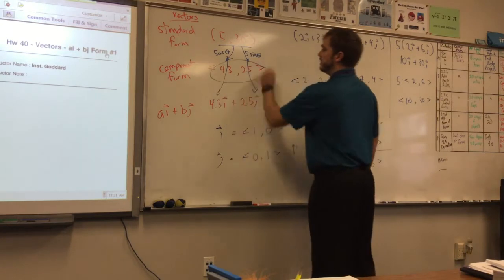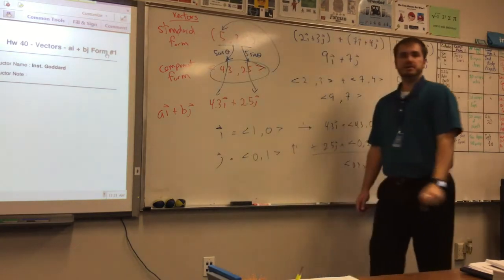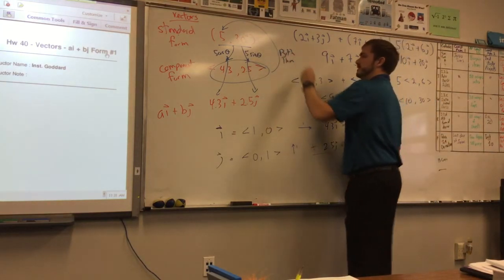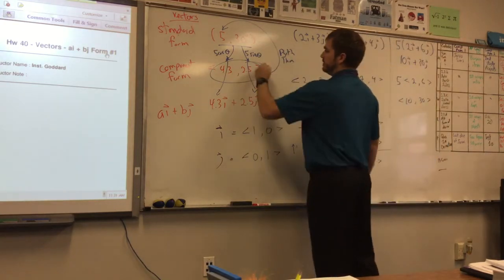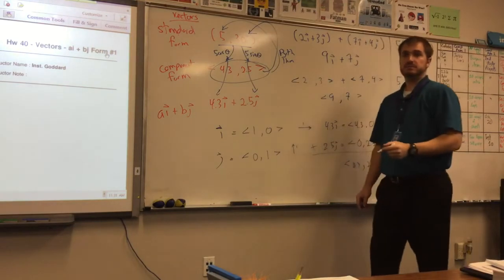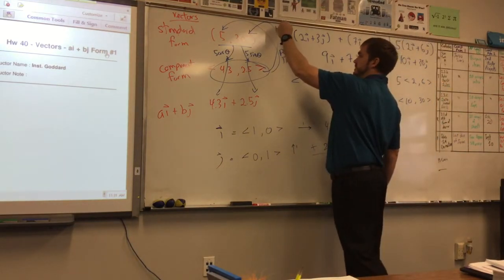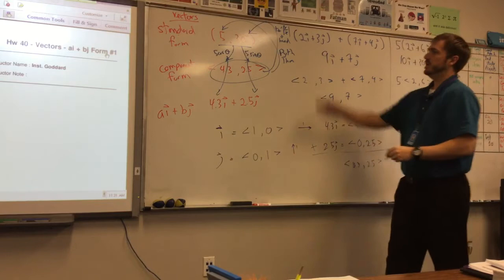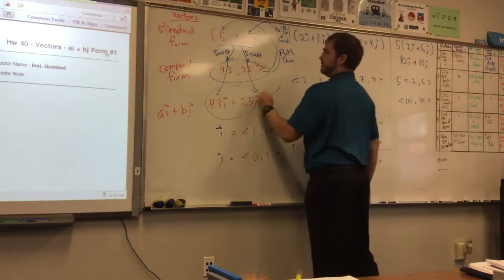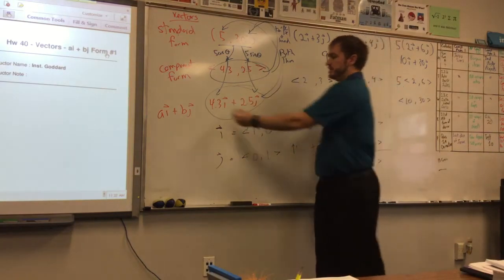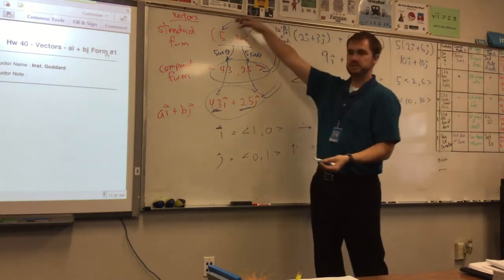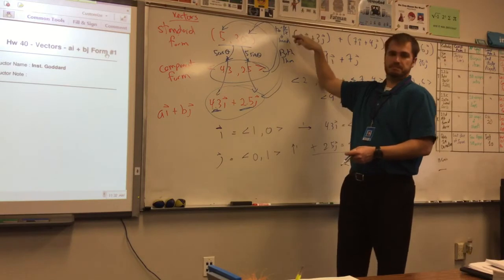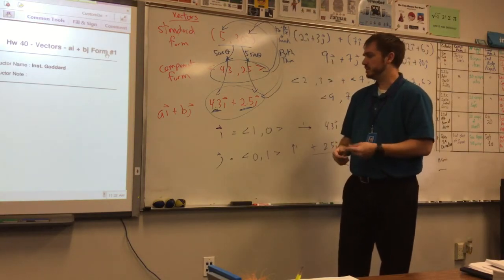How did we go from component form back to magnitude, Nia? Pythagorean theorem. That's right. And how did we go from component form to the angle? Inverse tangent, absolute value, y over x, plus your head. Yes, thinking about which quadrant you're in. All of that is completely true of these. If you have ai plus bj, this is your x, this is your y. If you need to find the magnitude, Pythagorean theorem. If you need to find theta, inverse tangent, absolute value, y over x, plus your head to figure out the quadrant. Okay?